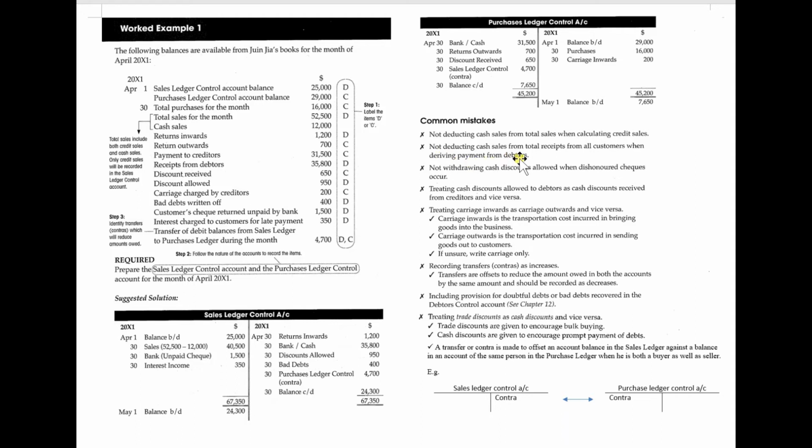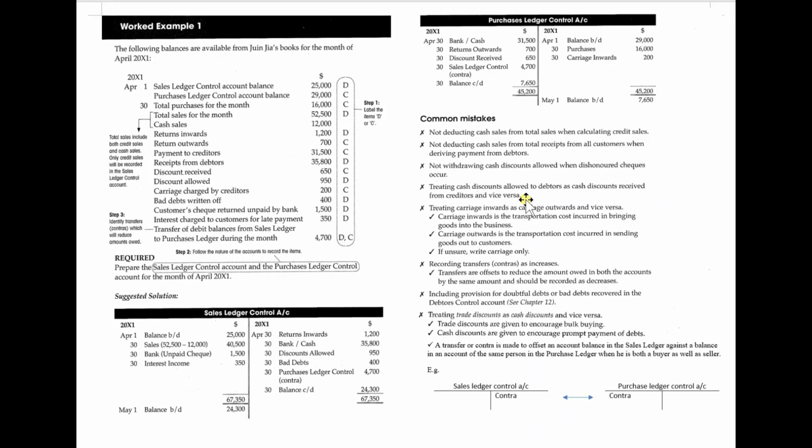Not withdrawing cash discount allowed when the dishonoured cheque occurs. Meaning to say, when you make payment, then you have a discount allowed, right? So you actually pay less. But when your cheque was bounced back, you need to withdraw back the discount, the discount allowed.